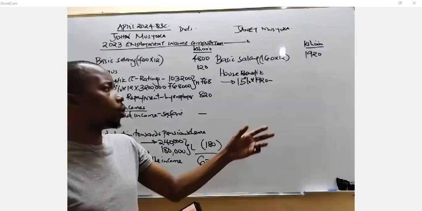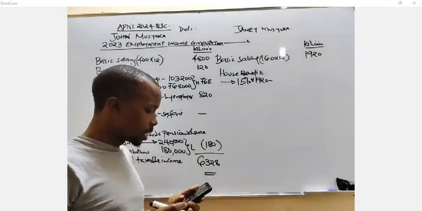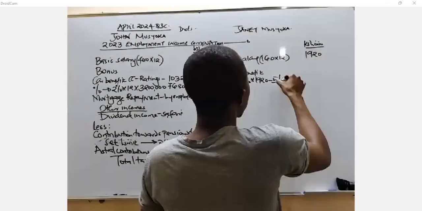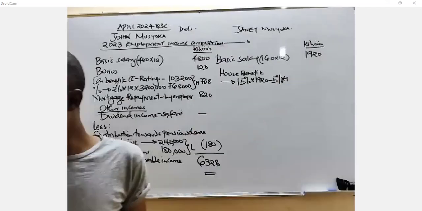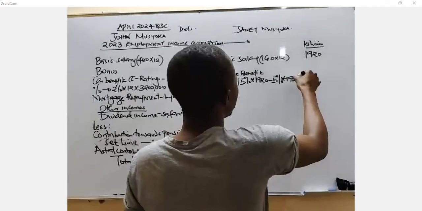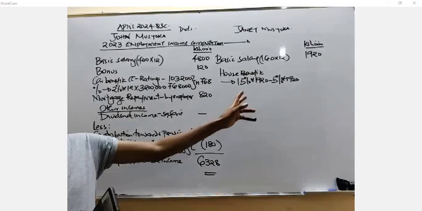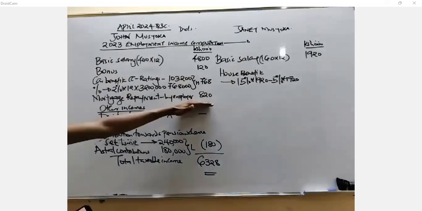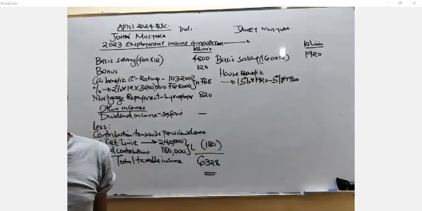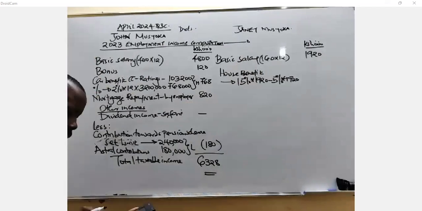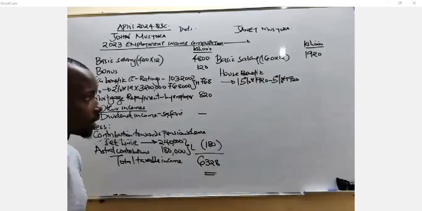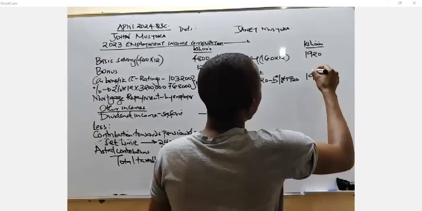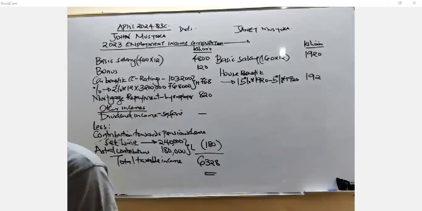This is what we normally call the nominal rent. How much is the nominal rent? We have been told it is 5% of our basic salary, which is 1920. So the house benefit is 15% of the employment income, less the nominal rent. 1920 minus 0.05 times 1920, we get 192. That is how simple the house benefit issue is.